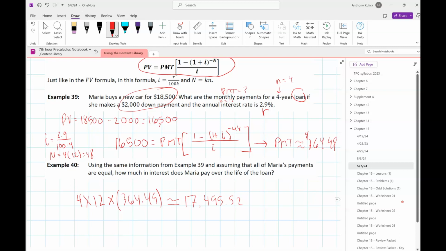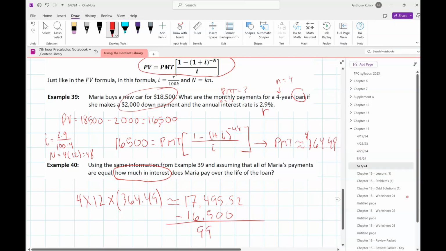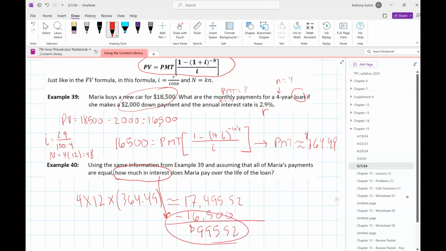How much of that is interest? How much did she borrow from the bank? So anything extra that she paid must have been the interest. So $995.52. It's almost $1,000 in interest.